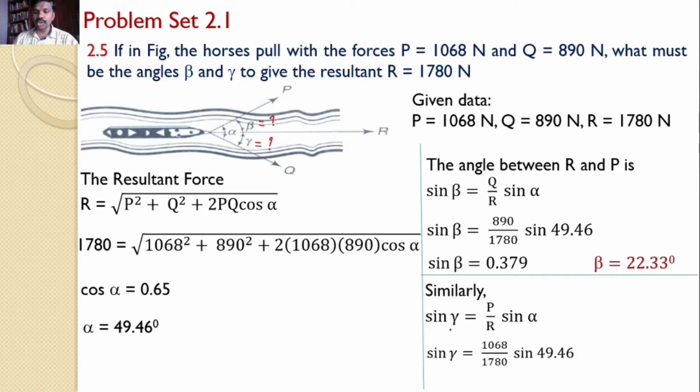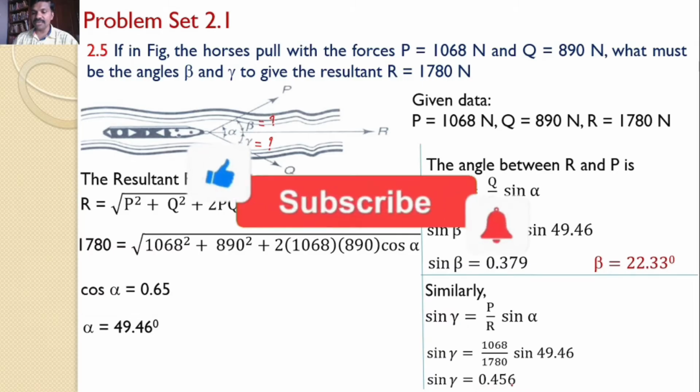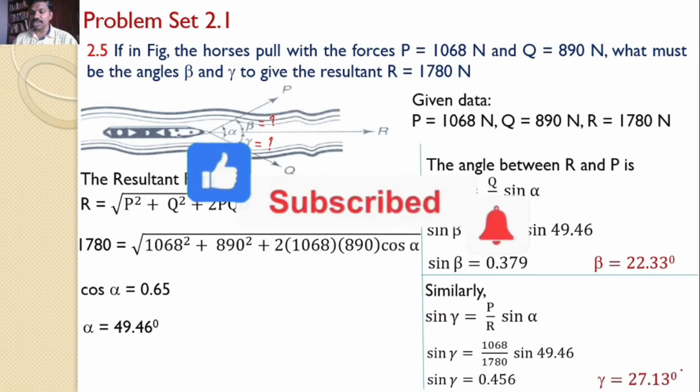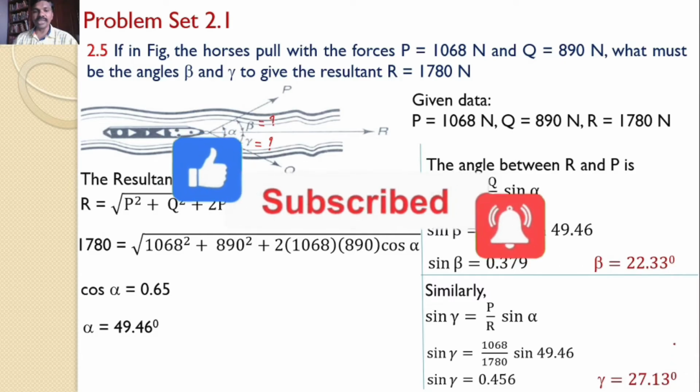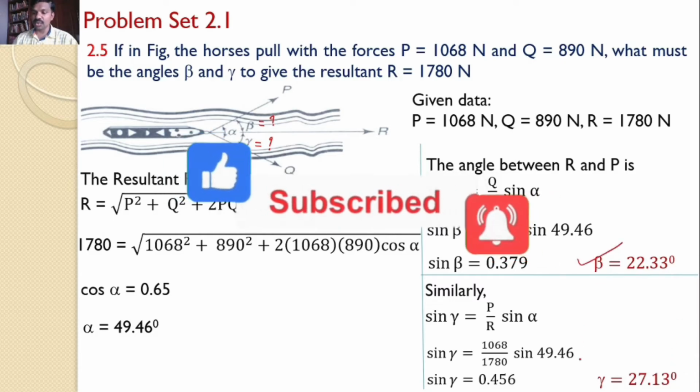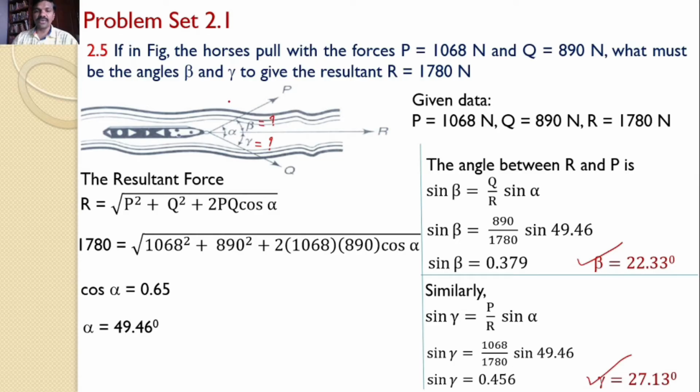So by substituting those values into this equation, I will get sin gamma is equal to 1068 by 1780 into sine 49.46. After simplification of this equation, I can calculate that sin gamma is equal to 0.456, and hence gamma is equal to sine inverse of 0.456, which gives the value of 27.13 degrees. Now these two are the final answers for this problem.